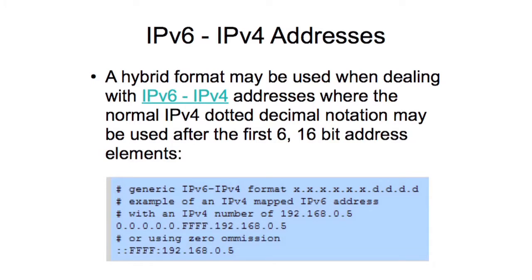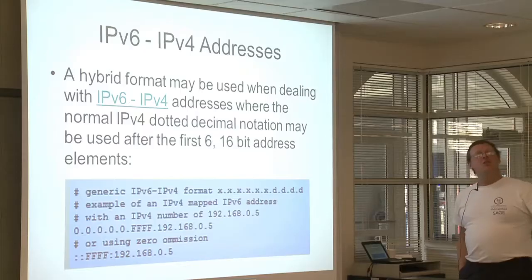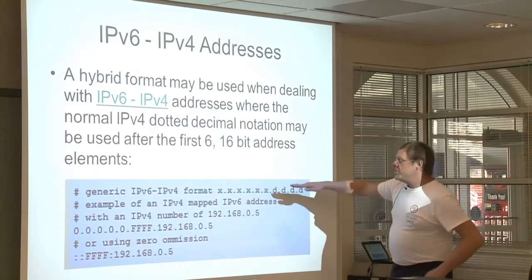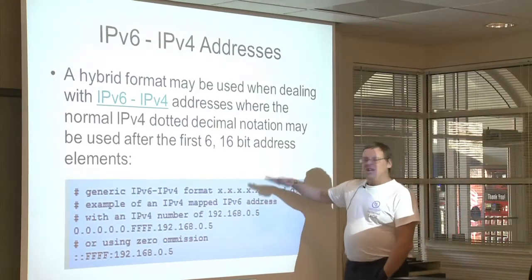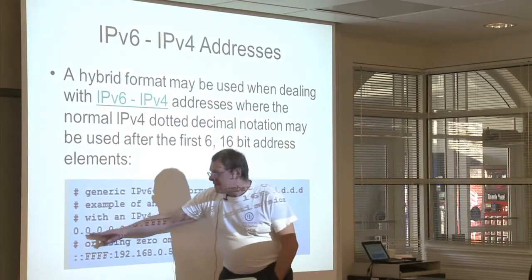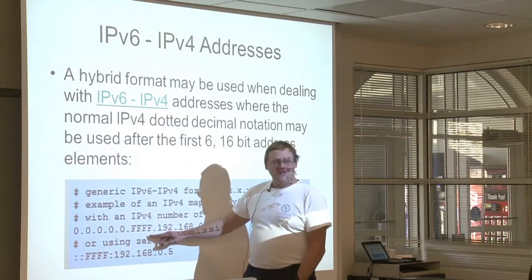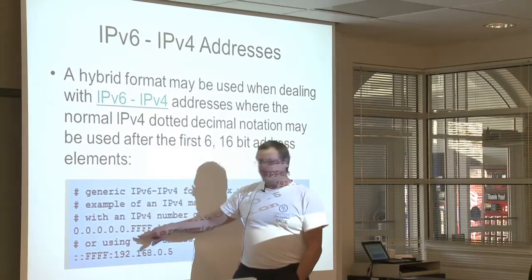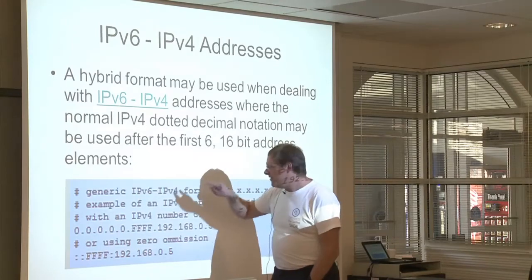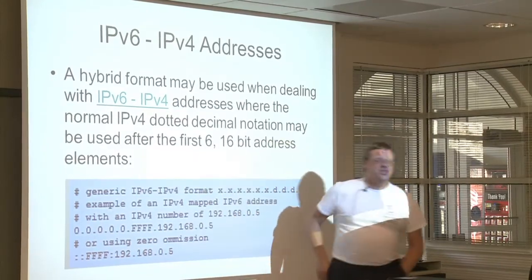This is for the convenience of companies that wish to preserve their existing IPv4 numbering system and convert to IPv6, and so they want to have IPv6 addresses that are simply related to their IPv4 addresses. This is a generic format, and the way it works is you have hexadecimal for the first 6 fields. The 6th field is FFFF, and then you have dotted decimal for the last 32 bits.